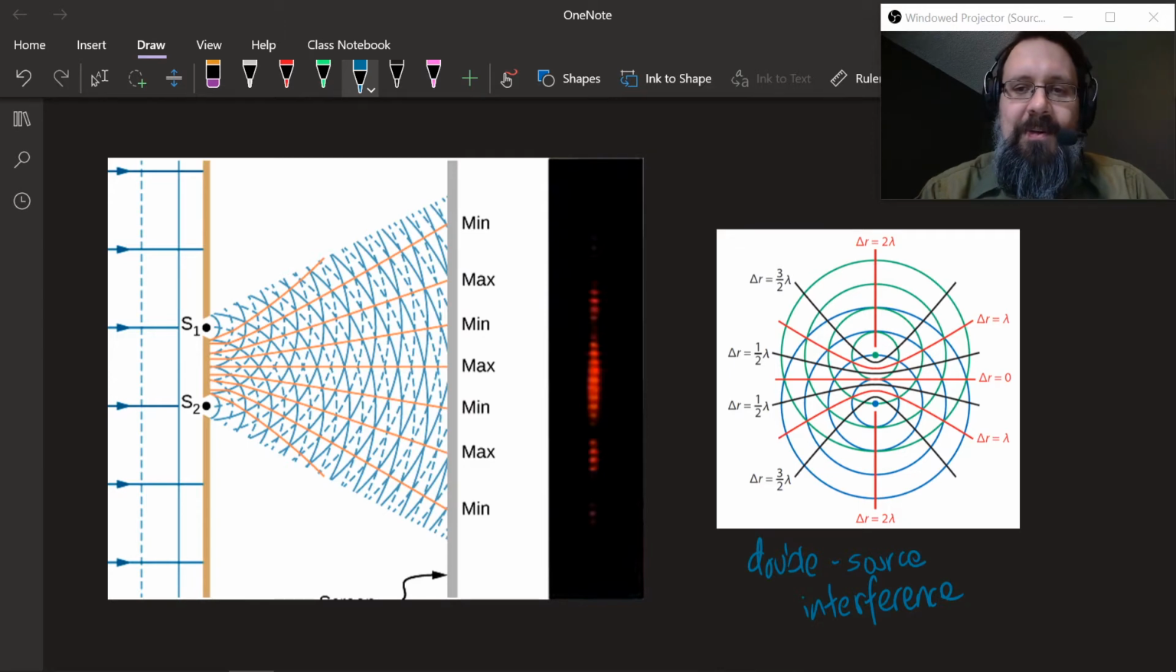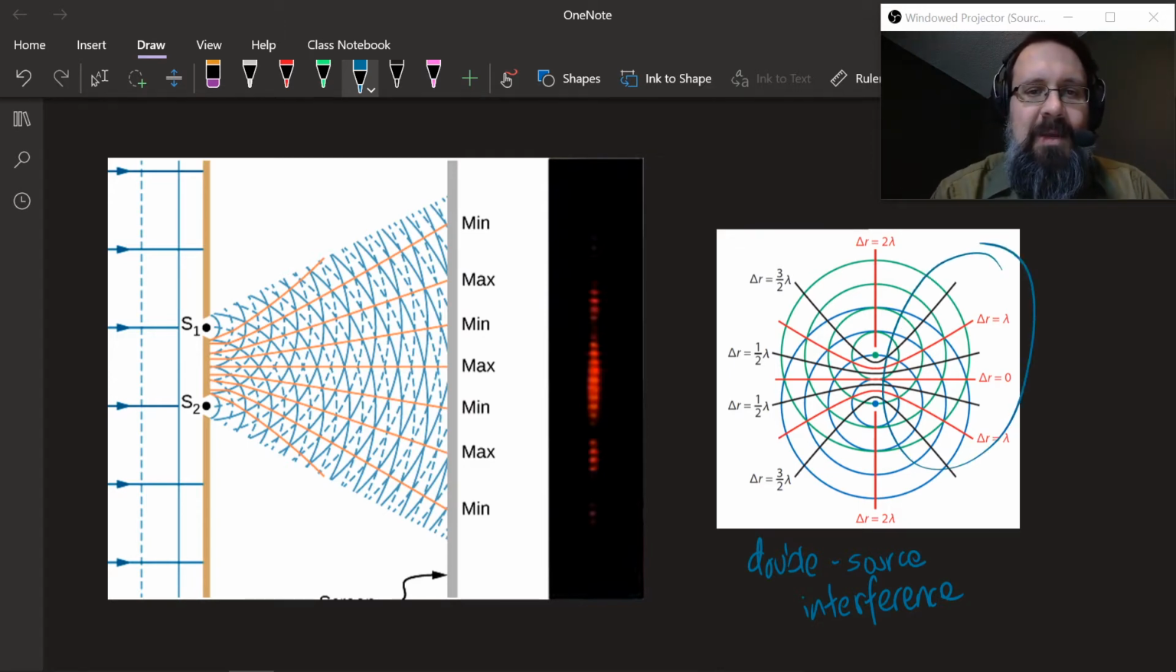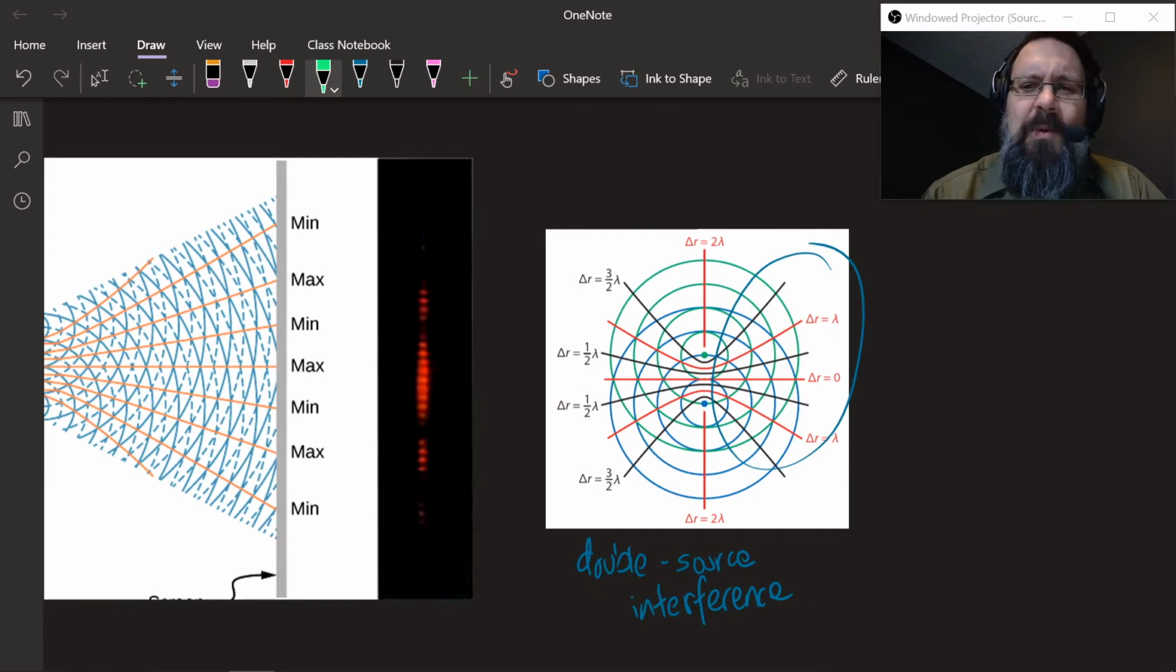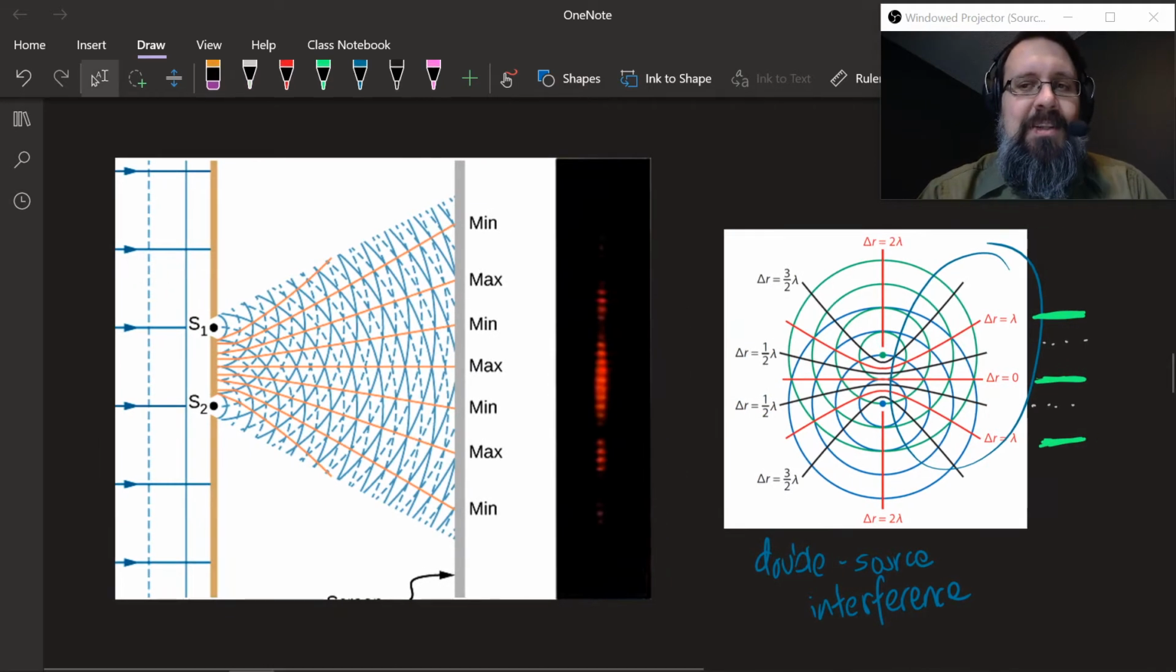So double source interference. We're really looking at this area over here. You can see those minimum and maximum lines, the red and black lines, showing the different path separations. I just want you to remember that we're looking for areas of constructive interference, which is where it's bright. The bright spots happen where you have an integer multiple of wavelengths, and the dark spots happen where you have a half integer multiple of wavelengths. Just remember that from last time, because we're going to need to use that in a little bit.